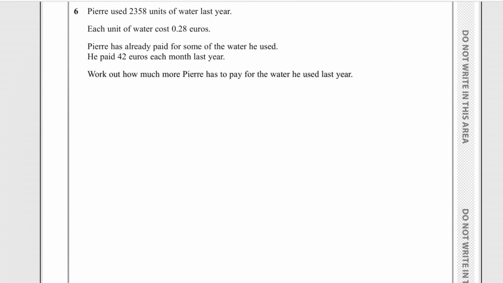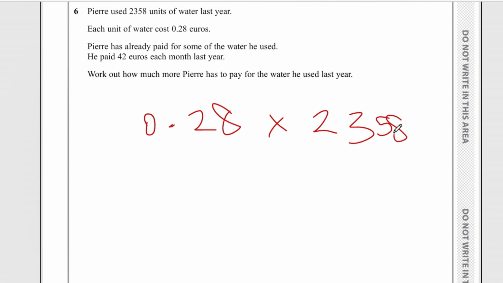He used 2,358 units, and each unit means 1. So if 1 unit costs 0.28, and you're looking at 2,358 units, you're going to multiply. So 2,358 times 0.28. When you multiply that, that will give us 660.24. Okay, you're allowed to use your calculator. So that's how much he has to pay.